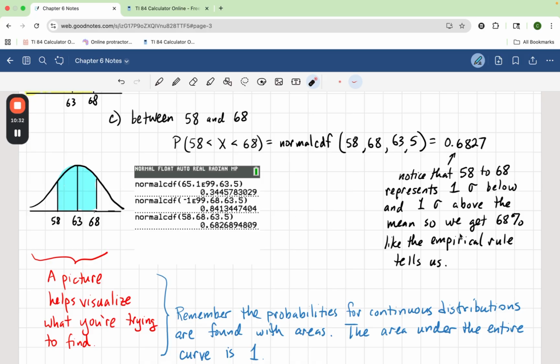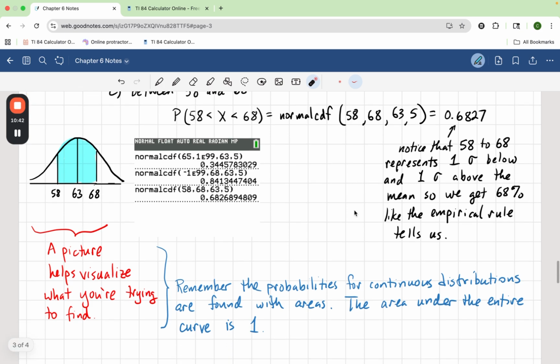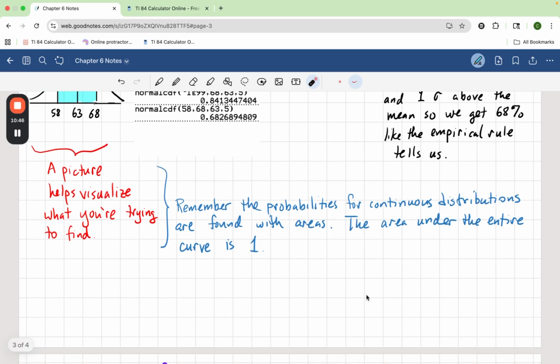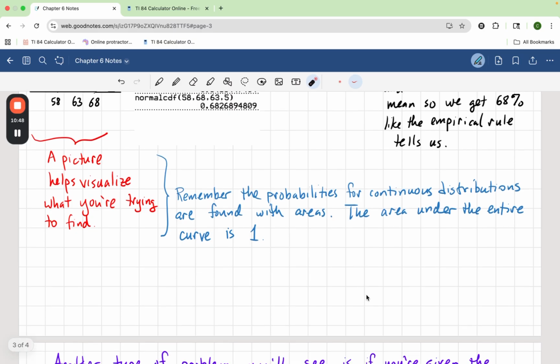68.27%, rounding to 68%. That's exactly what we expected to happen. Alrighty? So, moving on. Remember to pause videos as you're going through if I go too fast, or watch it on a slower speed. It's funny to listen to me talk slower.